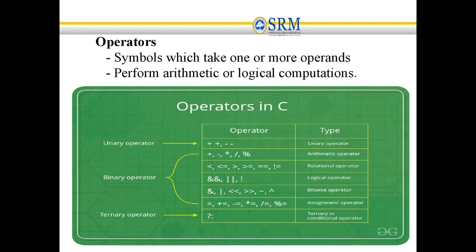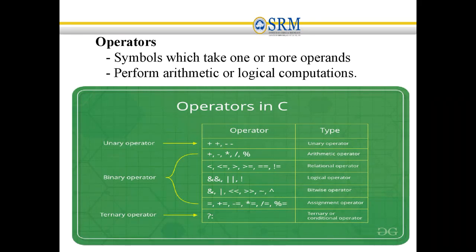For example, in a statement like C = A + B, the plus is the operator known as the addition operator, and A and B are the operands. The addition operator tells the compiler to add both of the operands A and B. The C program has many built-in operator types and they are classified as follows: arithmetic operators, relational operators, logical operators, bitwise operators, and assignment operators.